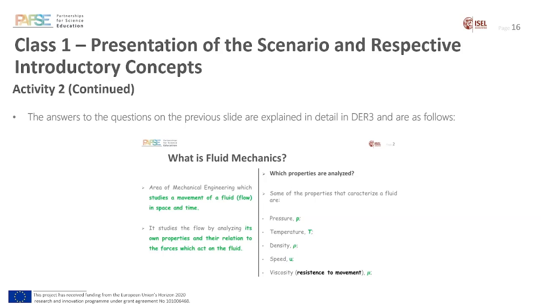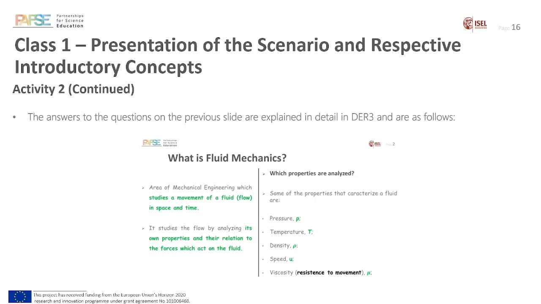In this case, the scientific term for movement of a fluid is flow in space and time. It studies the flow of the fluid by analyzing its own properties and their relations to the forces which act on the fluid. And this is what fluid mechanics is all about: the study of the fluid movement, which is called the flow.